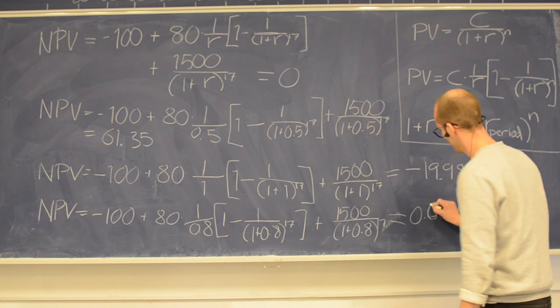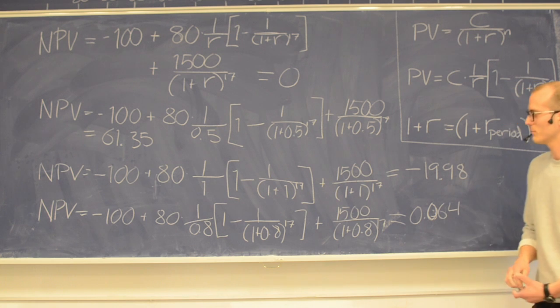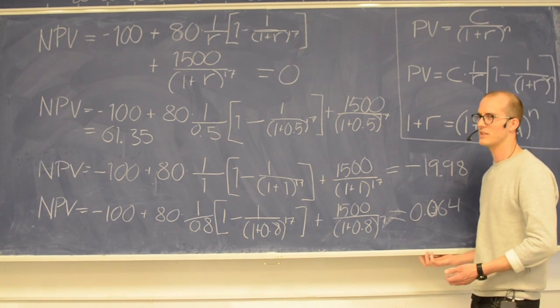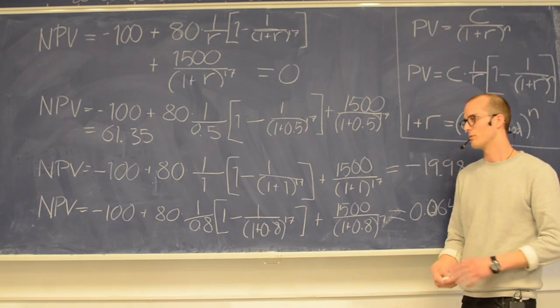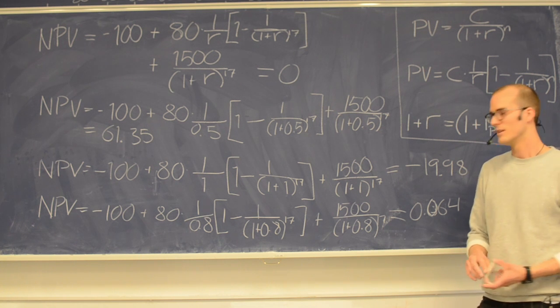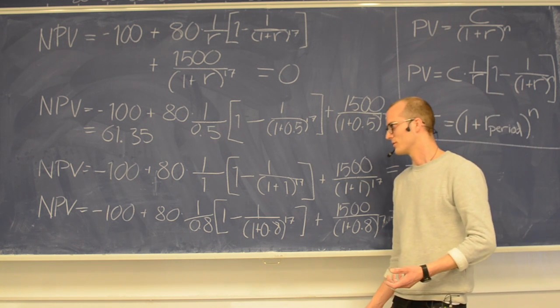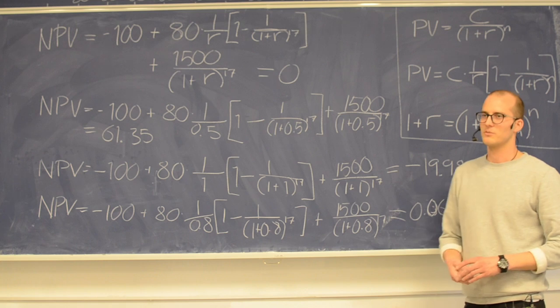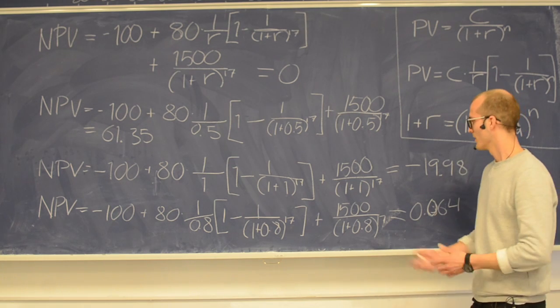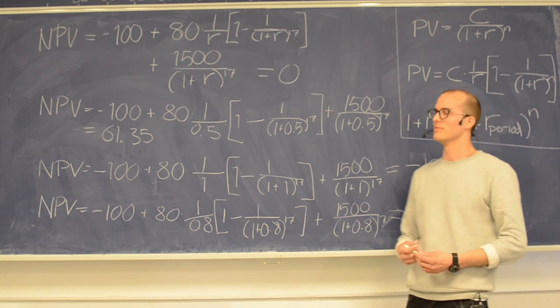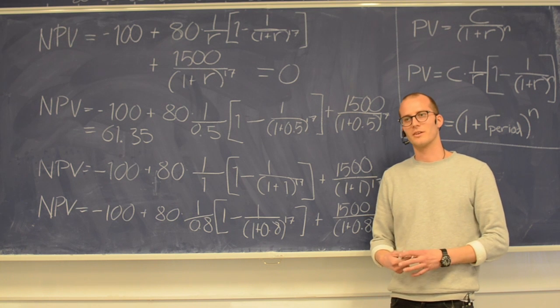Now if we guess 81%, we will see that the deviation from 0 is larger than with 80%. So since we should round the answer to whole percentage points, an 80% annual rate of return would be the correct answer.